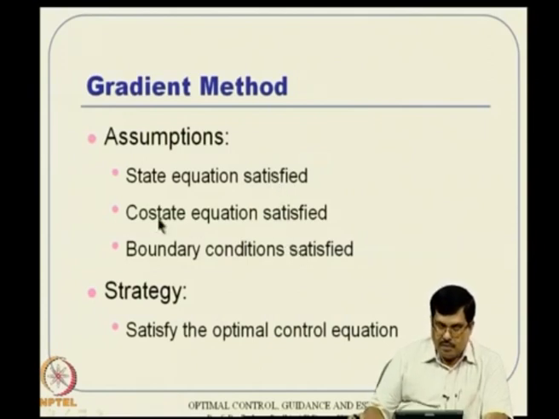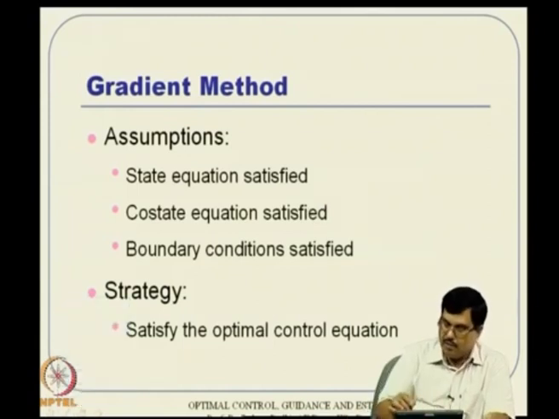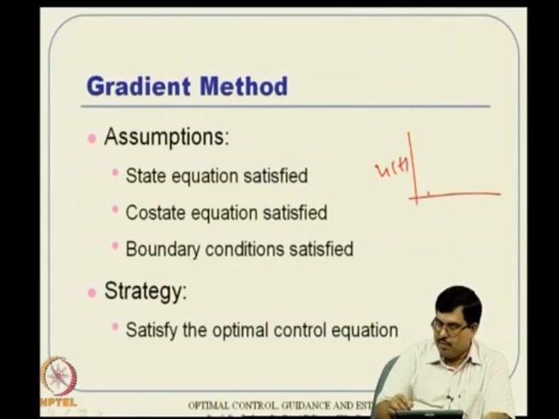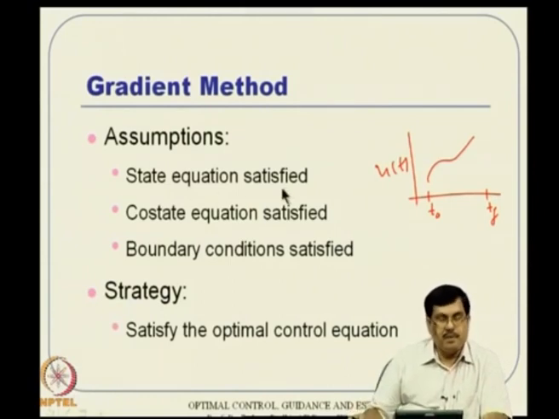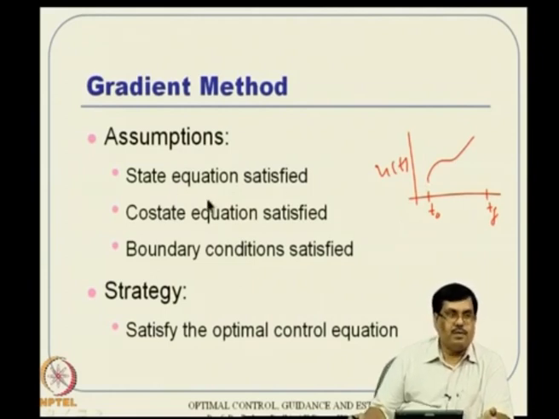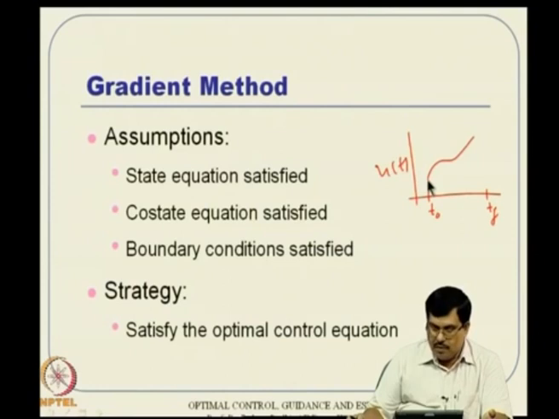You start with some control history, from t0 to tf, and then you integrate the state equation using this control history. So, obviously, the state equation is satisfied. Now you can calculate the final co-state using that, and starting with that final condition of the co-state, you integrate it backwards. So the co-state equation is satisfied. You start with the initial condition of the state and use the final boundary condition of the co-state, so the boundary conditions are also satisfied. The only thing that remains to be satisfied is the optimal control equation. That is the whole idea.